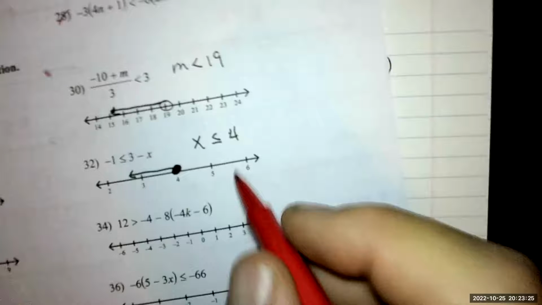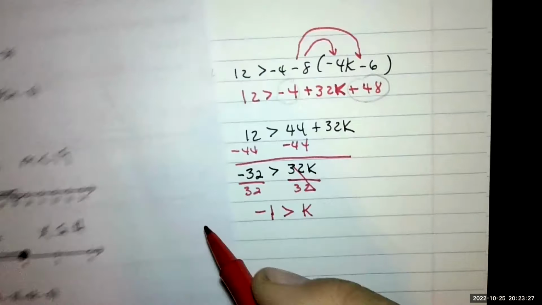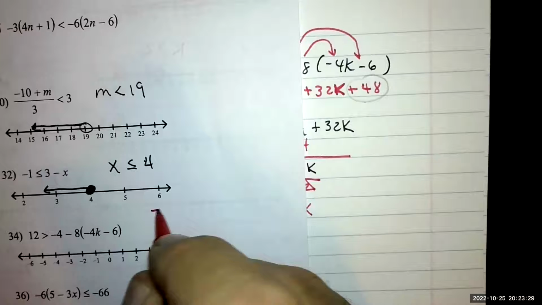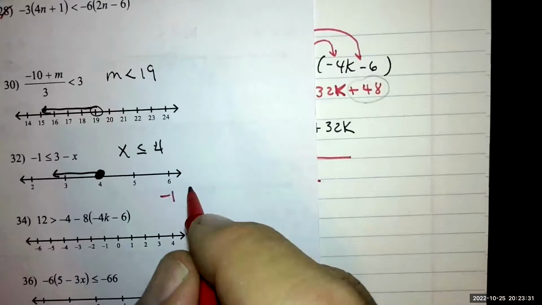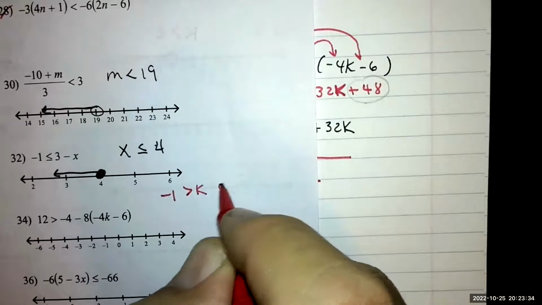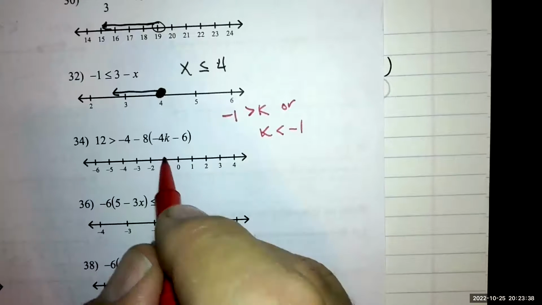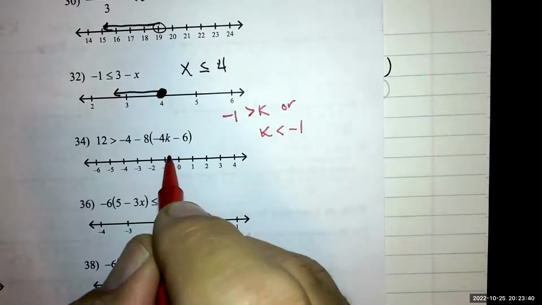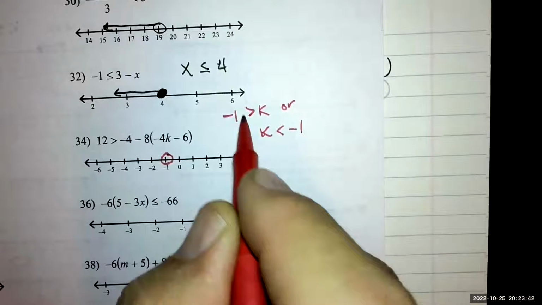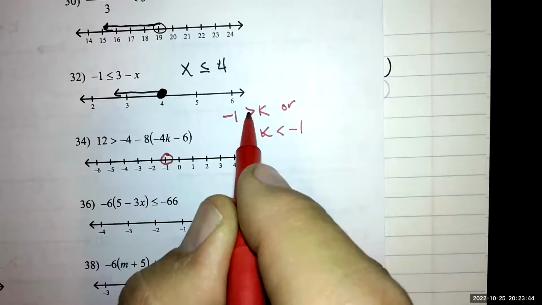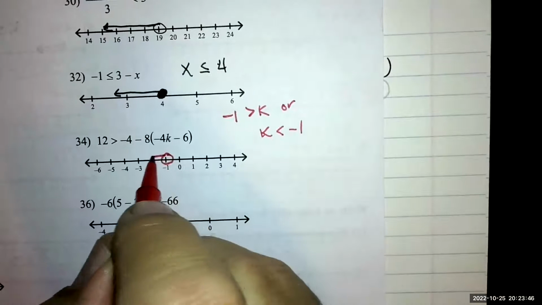So really we can put -1 is greater than K, or we could put K is less than -1. So -1, I'm going to put an open, and the reason why is because there's no equal to sign. I want a number less than -1, so that means I'm going to the left.